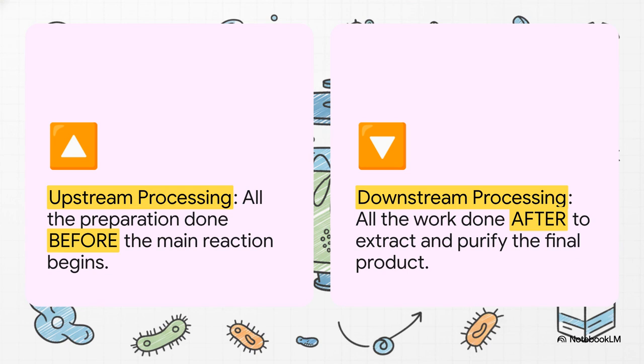The entire bioprocess, it basically has two main stages. It's actually very simple to remember. Upstream processing is everything you do before the microbes start making the product. And downstream processing, well, that's everything you do after the product is made to get it out and make it ready for us. So it's just before and after. That's it. Simple as that.